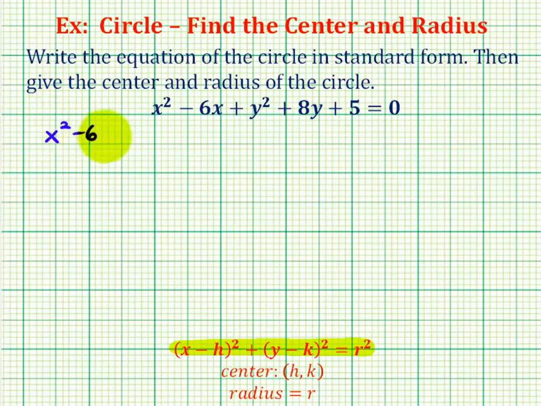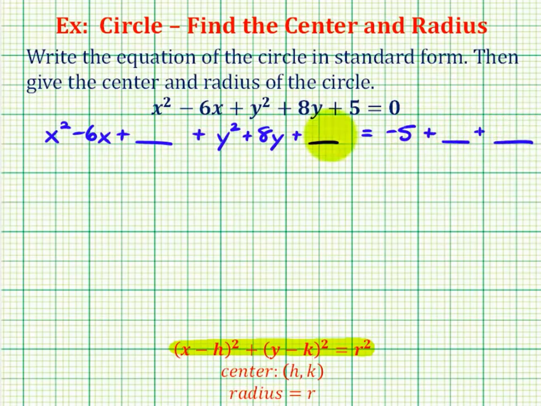So we'll have x squared minus 6x plus some constant that will make this a perfect square trinomial, then y squared plus 8y plus some constant that will also make this a perfect square trinomial. And let's go ahead and take that 5 and move it over to the right. That constant becomes a negative 5 when we move it. Now, because we're going to be adding two constants to the left, let's put blanks to add those same two constants to the right.